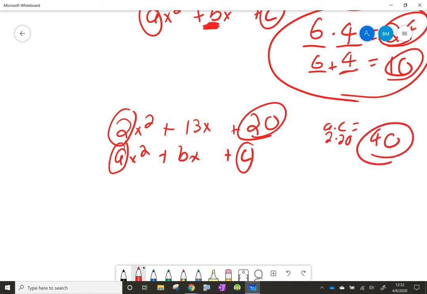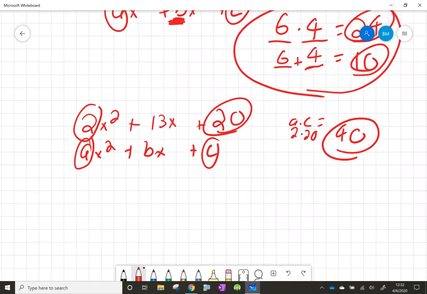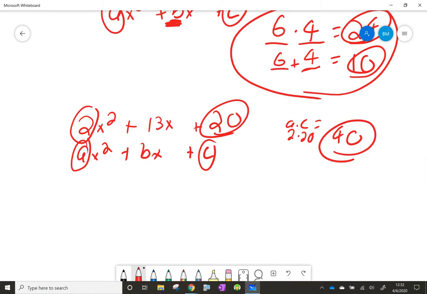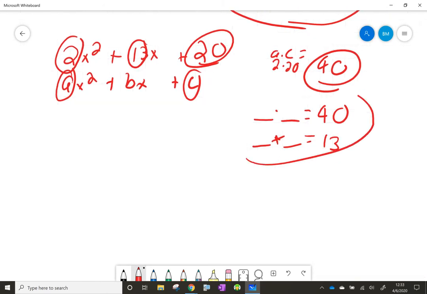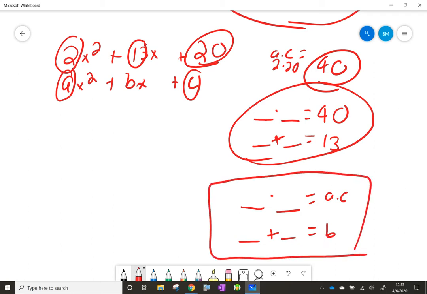Now this is our target number. What I need you to do is find two numbers that are going to multiply to make 40, but at the same time, those same exact two numbers add up to make the middle number, which is 13. So in general, our rule here is going to be two numbers that multiply to equal whatever a times c is, and the same two numbers that add to equal the b value. So this is kind of the puzzle we have to solve.